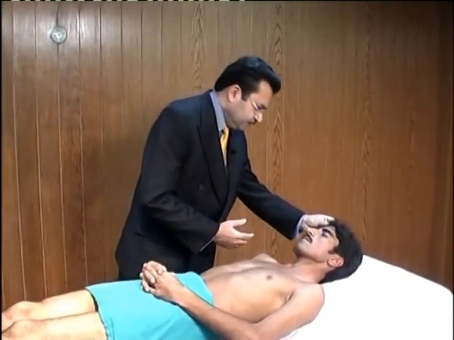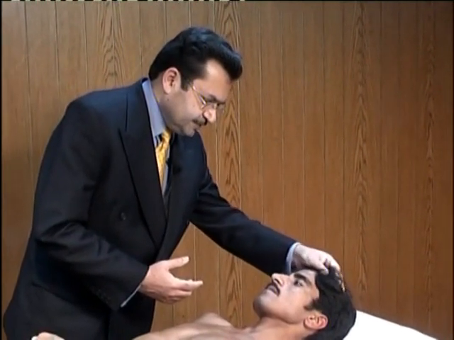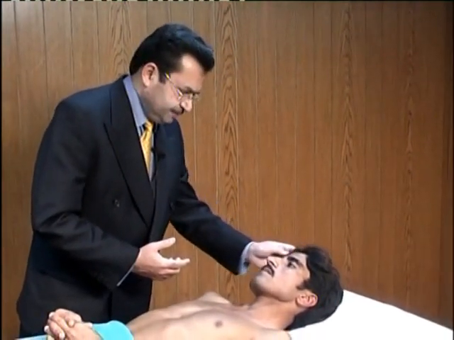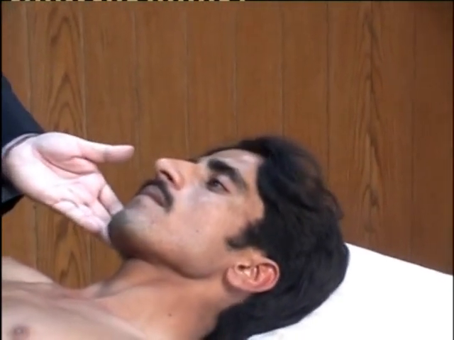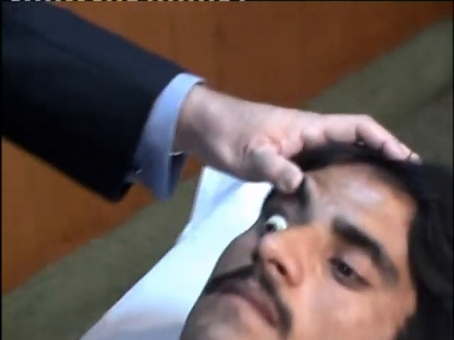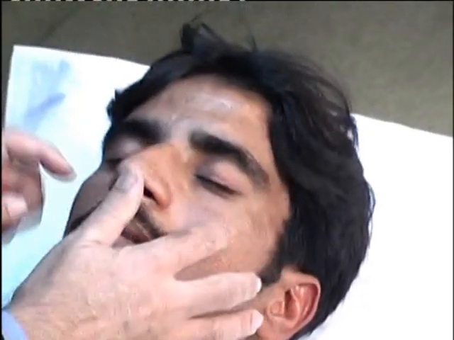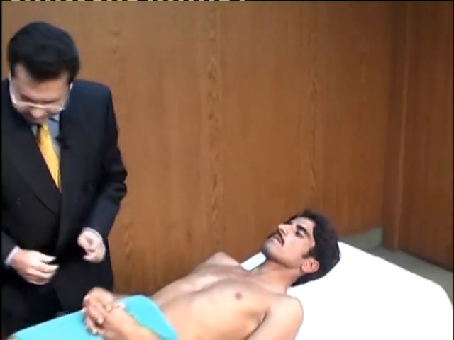First of all, we'll see the texture of the hair, which will tell us whether this patient is nutritionally well or not. And then we come to the forehead and we see the eyes. Can you look down for jaundice? Can you look up? Look up for anemia. Then we percuss the frontal sinuses, the maxillary sinuses for any evidence of sinusitis.